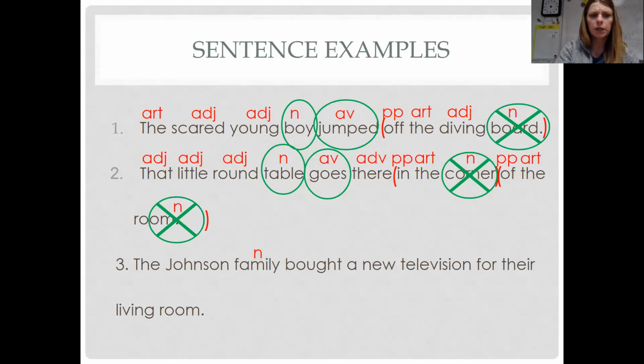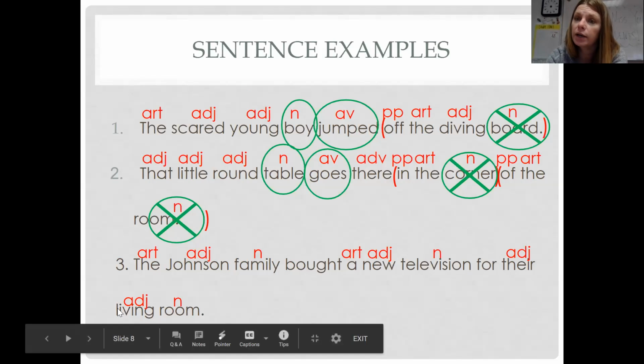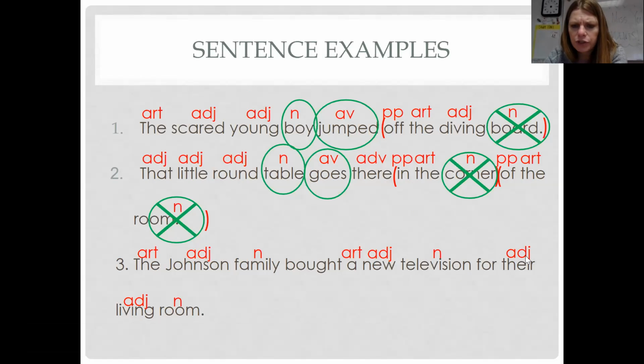Number 3, family, television, room. Which family? The Johnson. Which television? A new. And which room? Their living. Another verbal ing word acting as an adjective. All right, any prepositional phrases? Yep, for is always a preposition, so for their living room is a prepositional phrase. And then action verb, bought. What did the family do? They bought, so that makes sense.